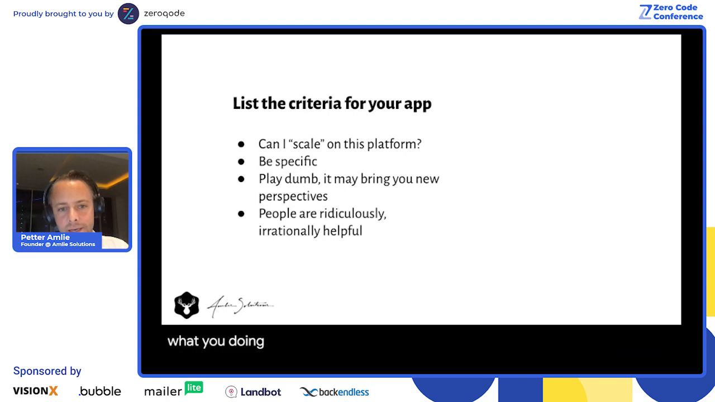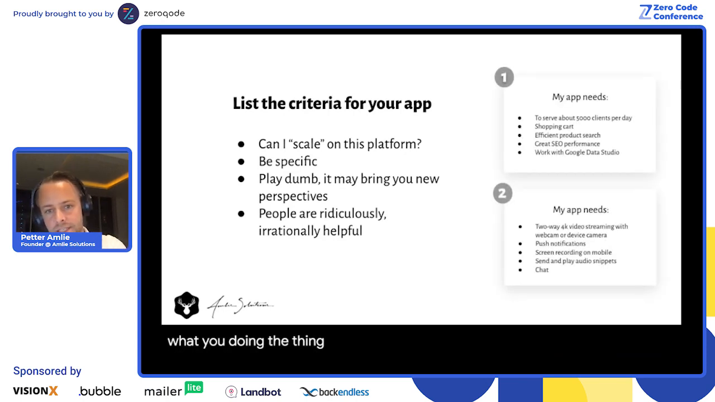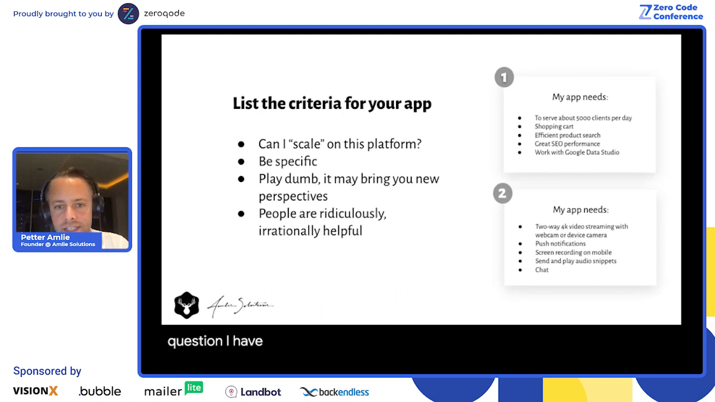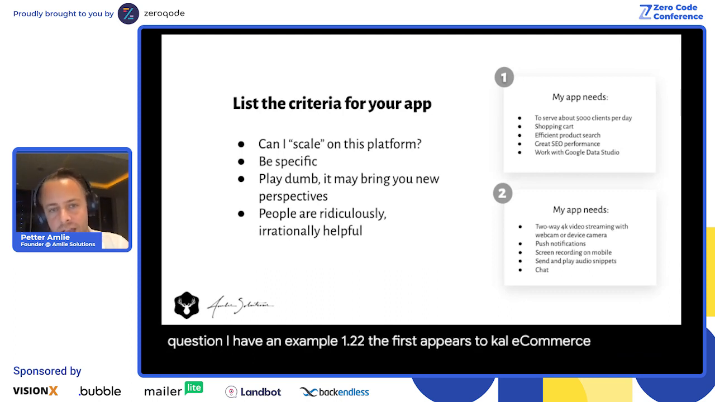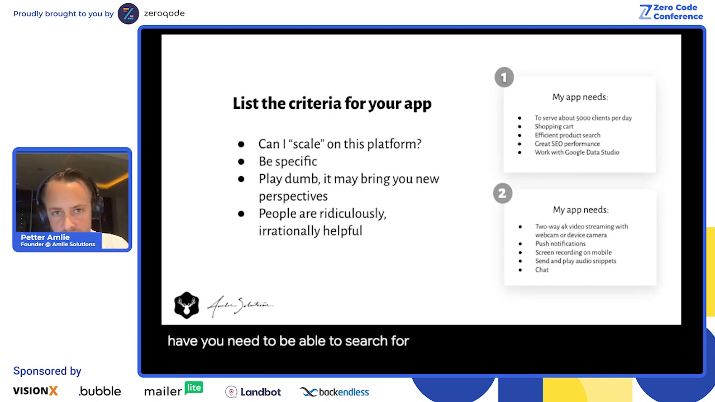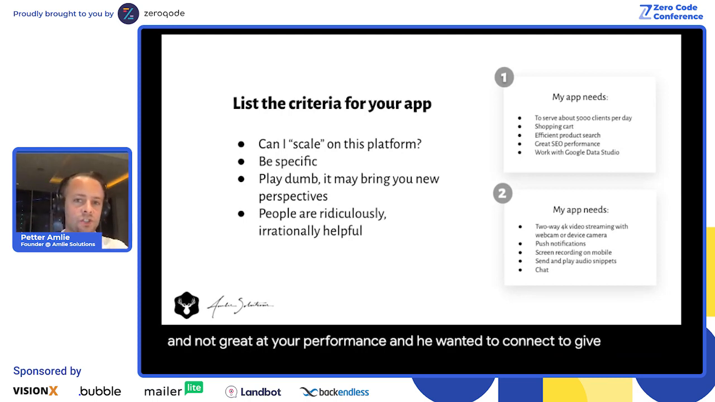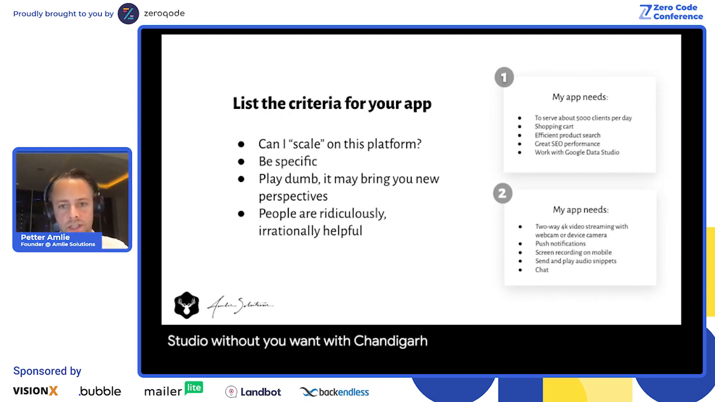And the thing here is, I've set up two examples to serve as a template for how you can ask these questions. So I have example 1 and example 2. The first app here is a typical e-commerce product where you need to be able to search for products. So you have a database of different products, and you need to have some sort of shopping cart functionality. You may depend on great SEO performance, and you want it to connect to Google Data Studio because you want reports and you need all this stuff. And it has to serve about 5,000 clients per day. That's what you predict that you're going to get.